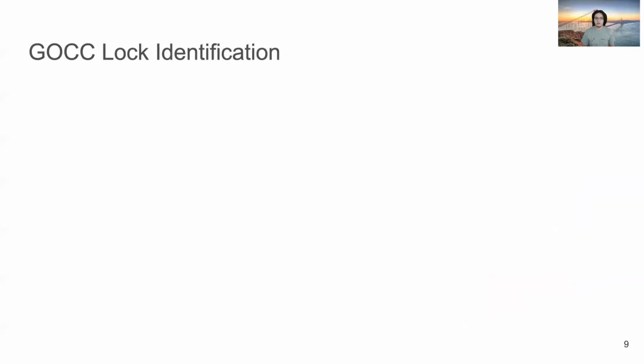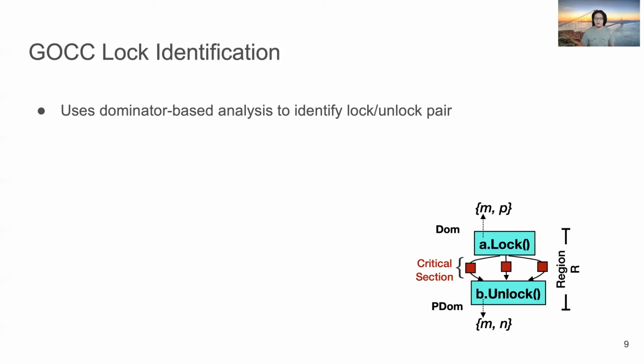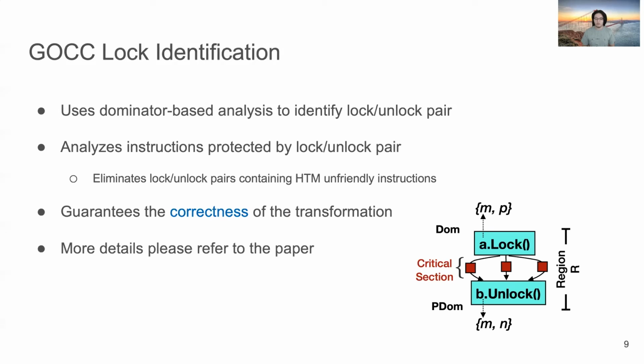All right, let's look at how Gocc handles the challenges of lock identification. Gocc uses a dominator-based analysis to identify lock and unlock pairs, shown in the picture. After that, Gocc will analyze the instructions protected by the critical section and eliminate all the pairs that contain HTM unfriendly instructions. And this approach guarantees the correctness of the transformation. For more detail, please refer to the paper.